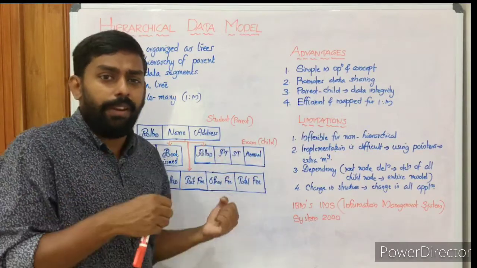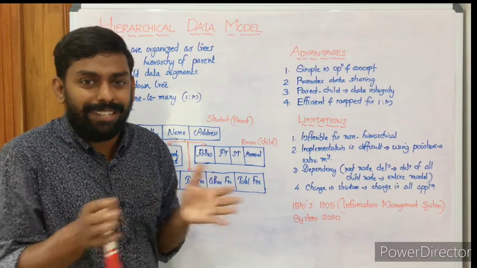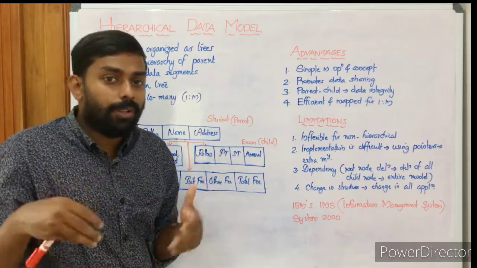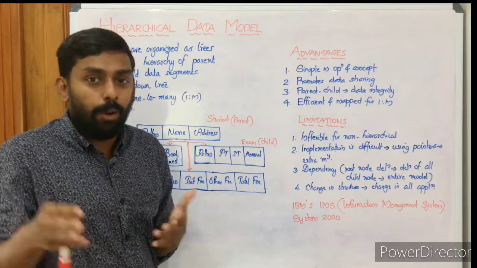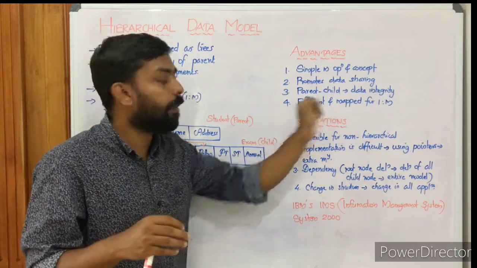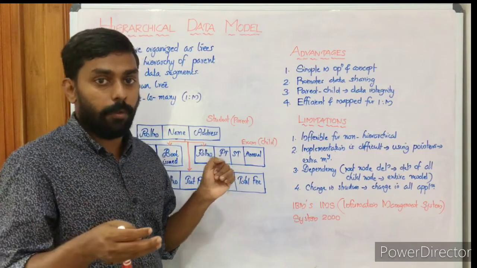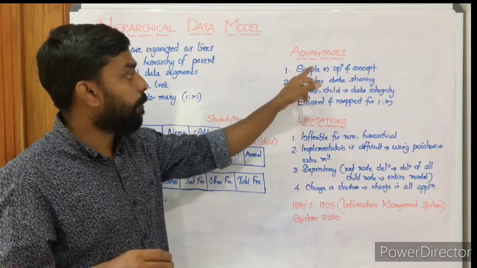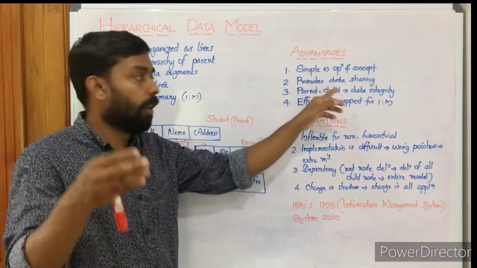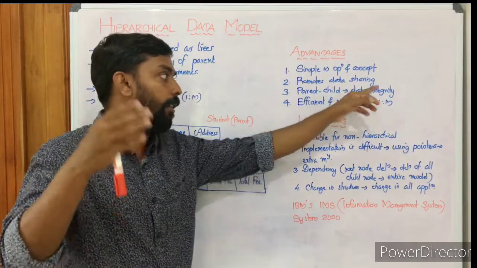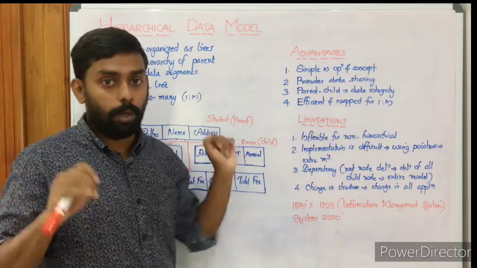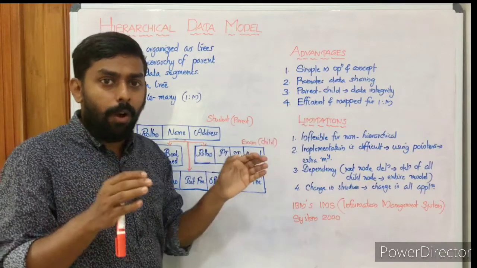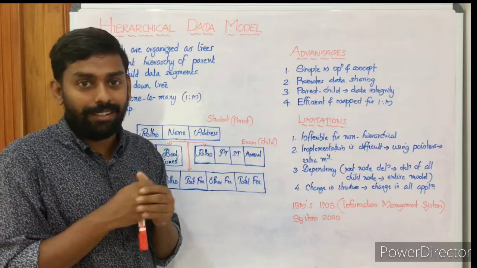Integrity means, of course, in every data model we can see the terminology integrity. We are implementing the concept for ensuring the integrity of data. We cannot ignore the terminology. Then it is efficient and mapped for one-to-many relationship. Of course, it depicts one-to-many relationship. So these are the advantages: simple in operation and concept, promotes data sharing, parent-child relationship ensures data integrity, and it's efficient and mapped for one-to-many relationship.